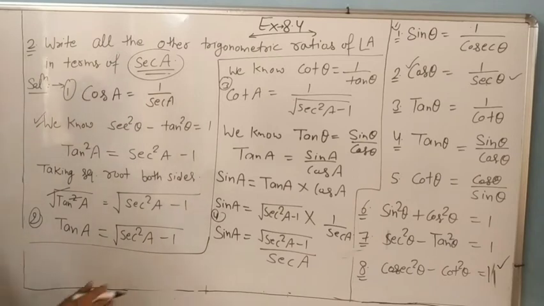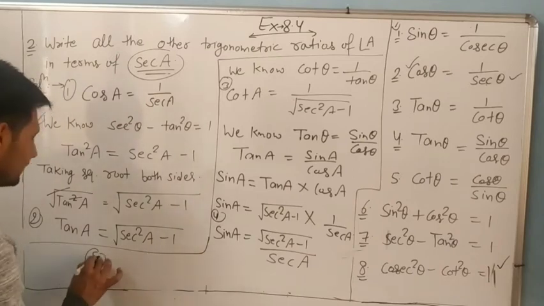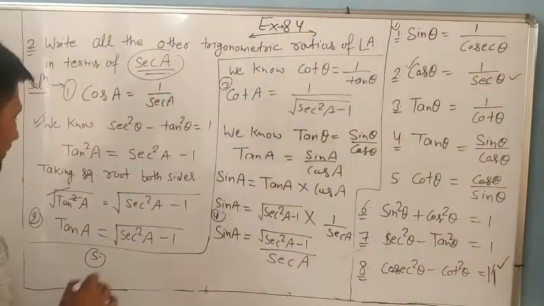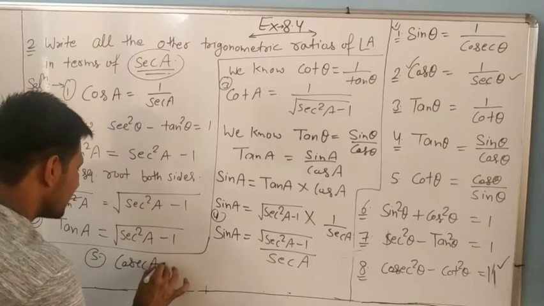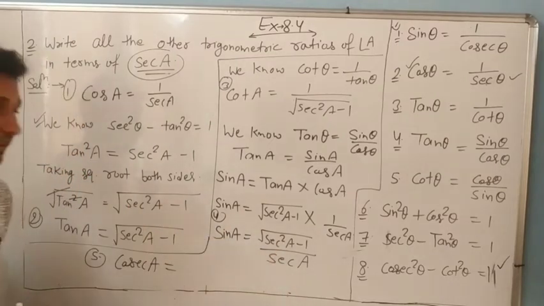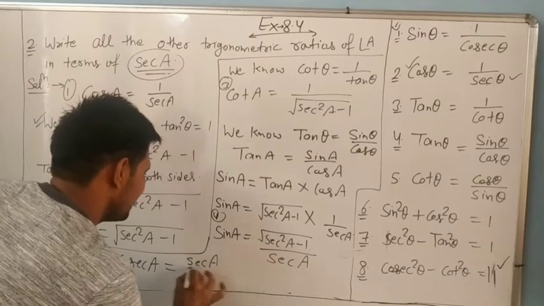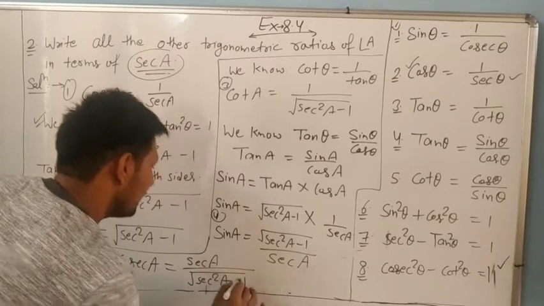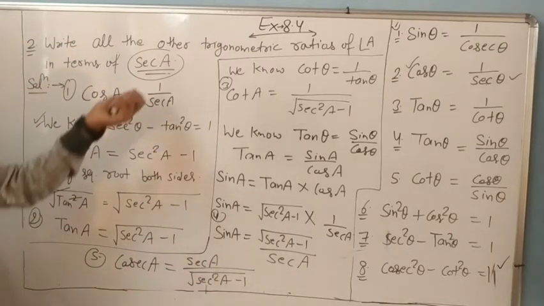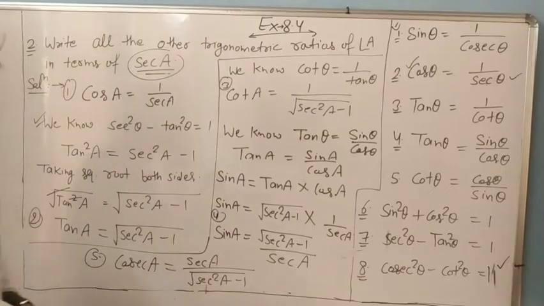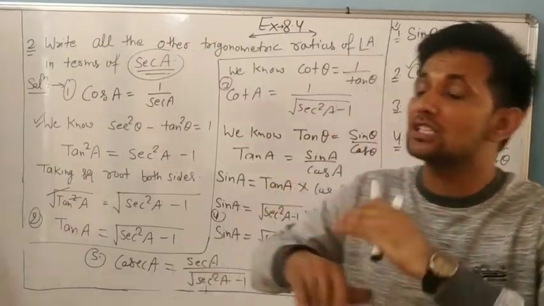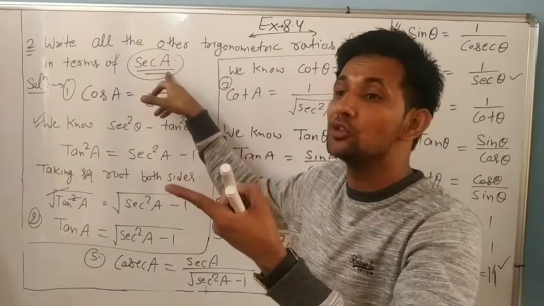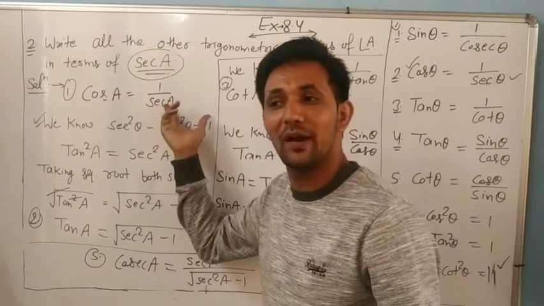And the fifth one, which one? Fifth is cosec. Cosec is always the opposite of sine. So you can write cosec A, the reciprocal of sine. What is it? Secant A divided by square root of secant square A minus 1. So all 5 values we found in terms of secant. So every time, dear, we start by writing all terms in secant A. Secant A is whose opposite? Cos. So cos value we find easily.